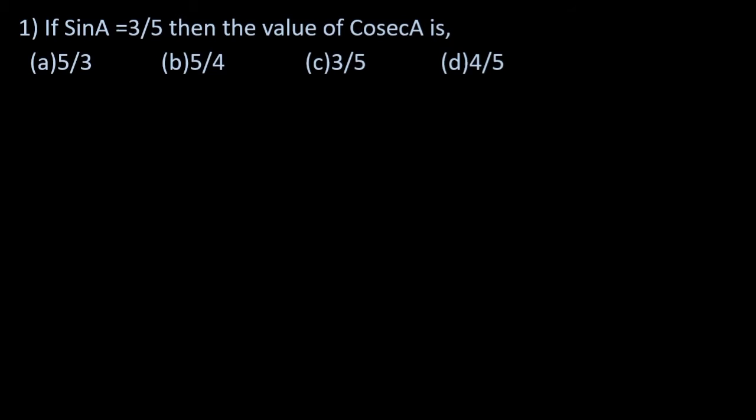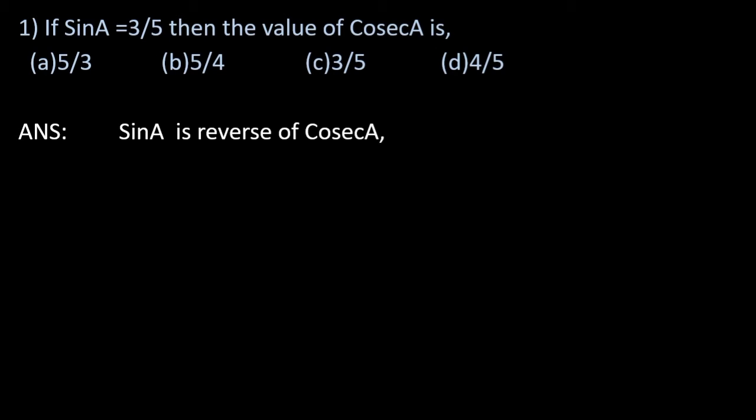First problem: if sin A is equal to 3 by 5, then the value of cosec A is? Options we have 5 by 3, 5 by 4, 3 by 5, 4 by 5. Here they gave sin, we need to find cosec. Cosec is the reciprocal of sin, because we can write cosec A as 1 by sin A. That means we need to write the reverse of sin A.